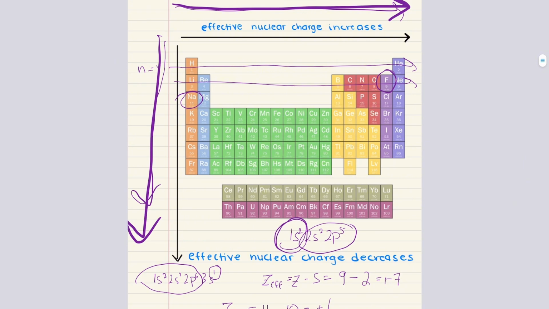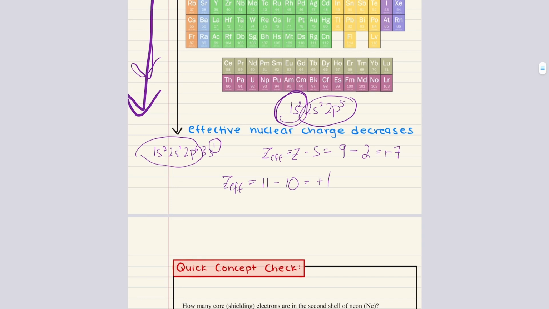So in summary, the shielding effect occurs when inner electrons block the attraction of the nucleus for outer electrons. The effective nuclear charge is going to be the actual nuclear charge an electron experiences. Across a period, effective nuclear charge increases. Down a group, effective nuclear charge decreases. Now, among the subshells, the shielding effect is going to follow the following order. 4f has a greater shielding effect than 3d, which has a greater shielding effect than 2p, which has a greater shielding effect than 1s. Meaning, 4f electrons experience the most shielding, and 1s electrons experience the least shielding.